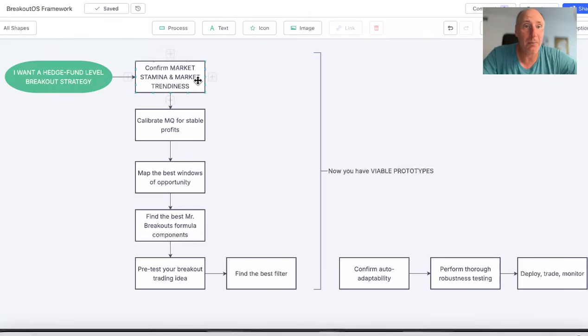You're combining a bright market with stamina and trendiness, that small edge. You're combining with market quality, another edge. You map the best windows of opportunity, another edge. You find the right combination of Mr. Breakout's formula, another edge. You find the best filter, another edge. And then you deploy and monitor. So now you're stacking like 6-7 powerful edges on each other, and this edge stacking is what completely distinguishes you from other traders.